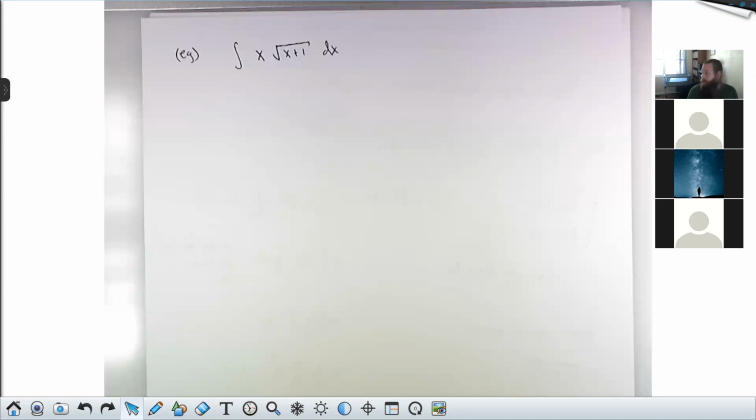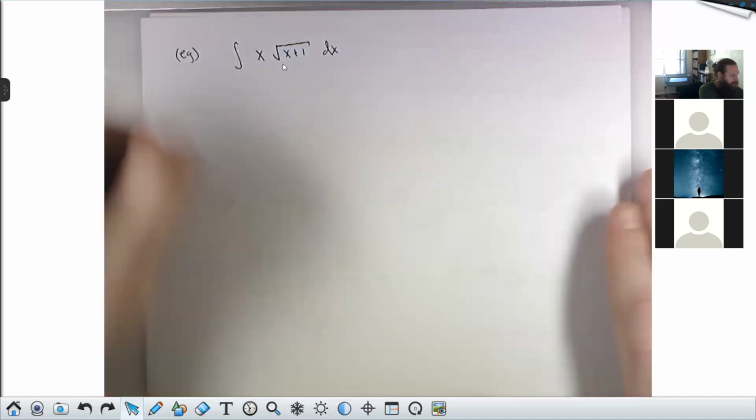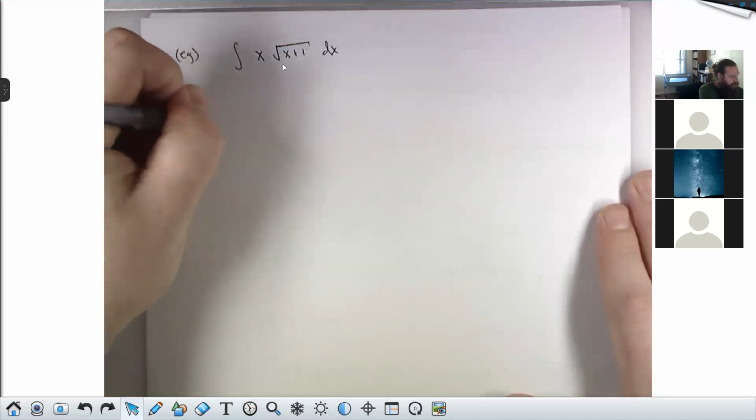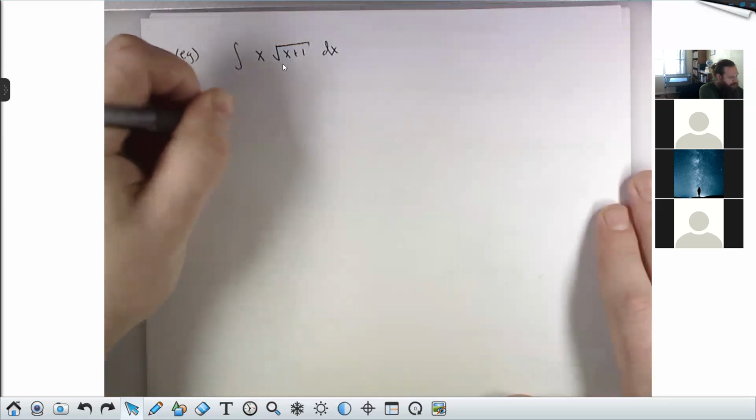Yeah, we got to pick our substitution. And again, because the square root is the thing that's kind of making life hard, the fact that I have two different terms under this root, I'd like to substitute for x plus 1. That's perfect. So we're going to substitute u equals x plus 1.